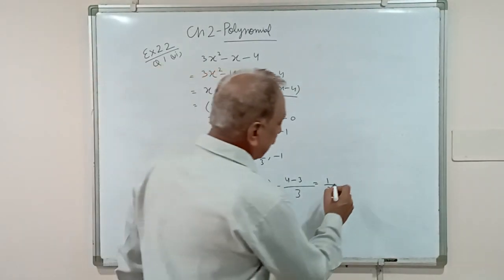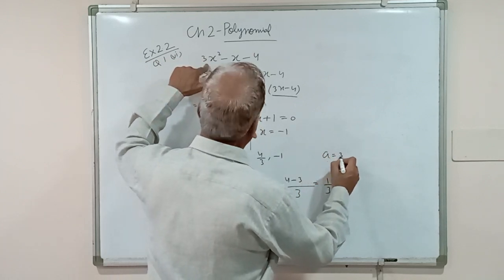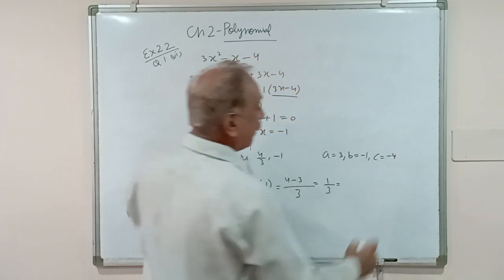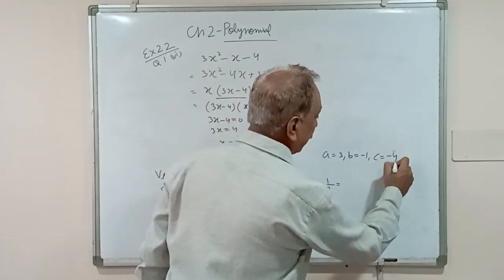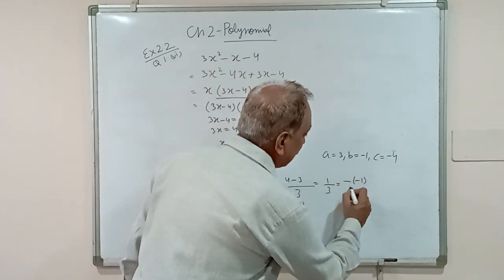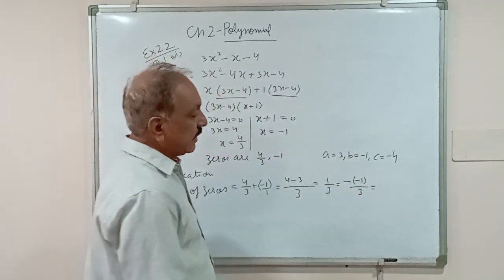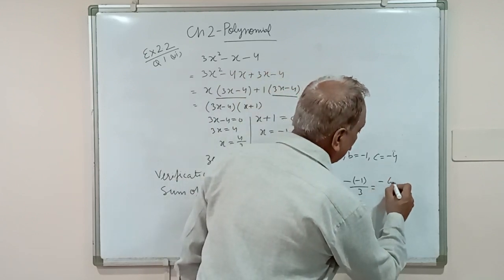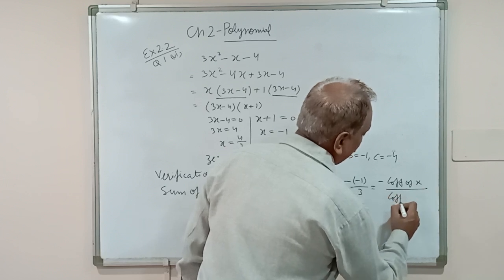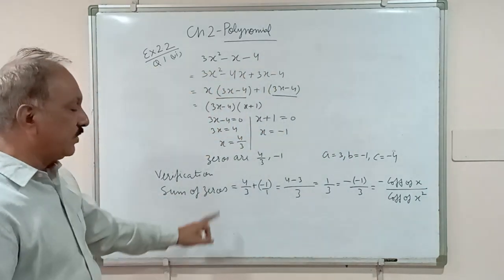Our formula: sum of zeros is minus b upon a. A is 3, B is minus 1, and C is minus 4. Minus b upon a, minus b is minus 1, upon a is 3, this is finally minus minus plus 1 upon 3. This is minus coefficient of x upon coefficient of x square. This is sum of zeros.